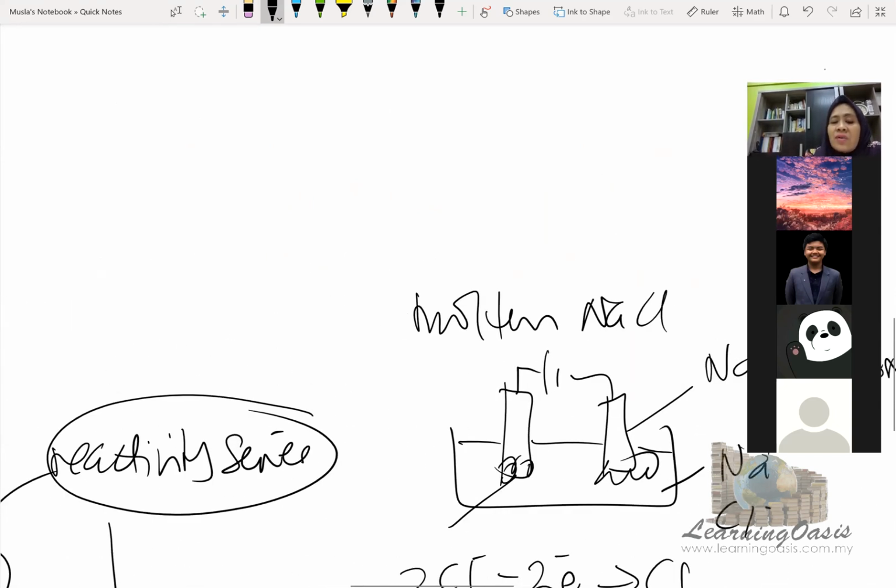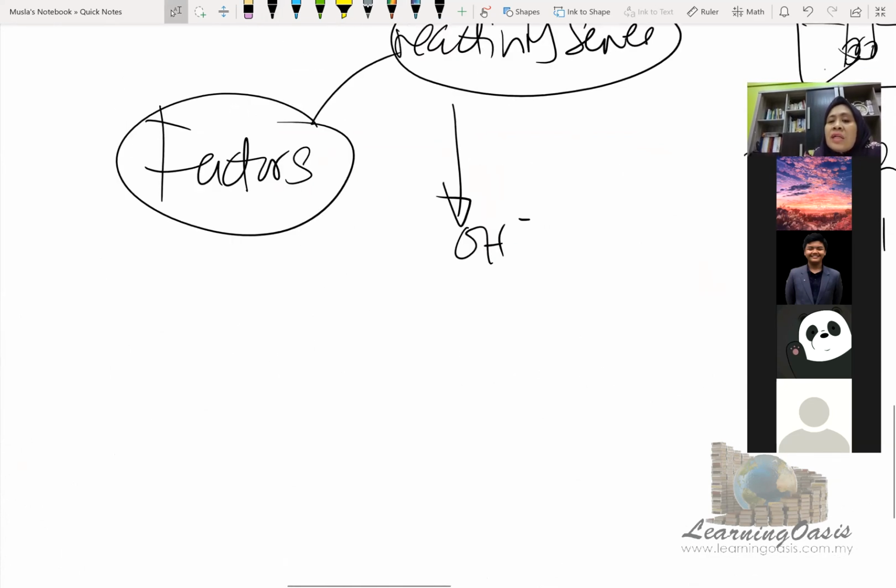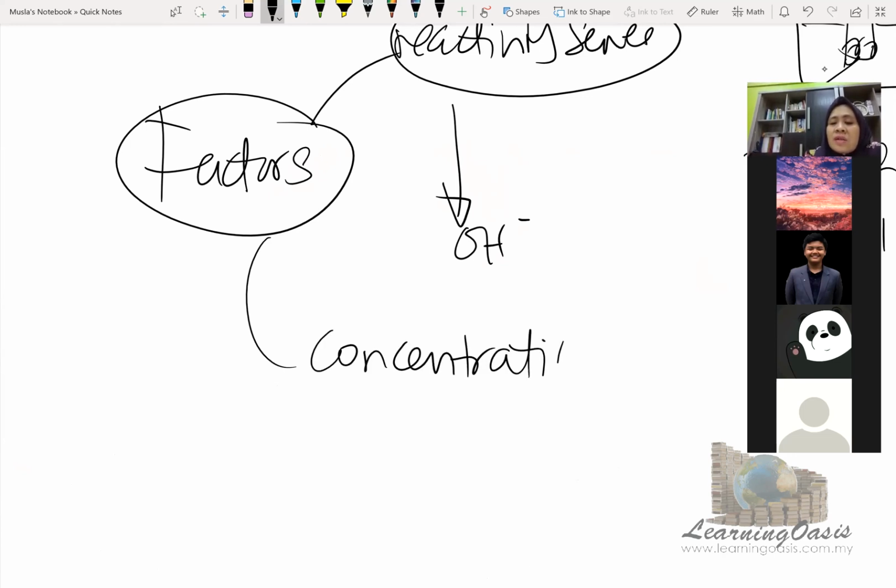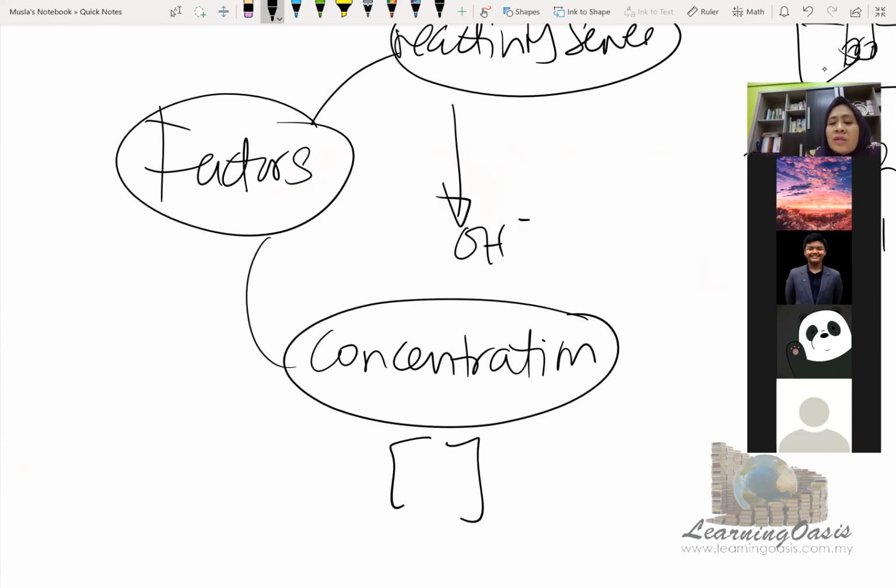First factor just now is reactivity series. So the least reactive will be discharged, right? So that's the first factor. Second factor is the more concentrated one. So the factor of concentration. Right. So the more concentrated ion will be chosen.